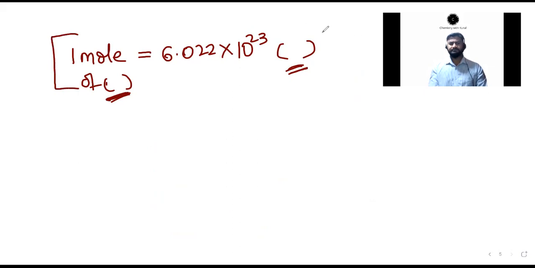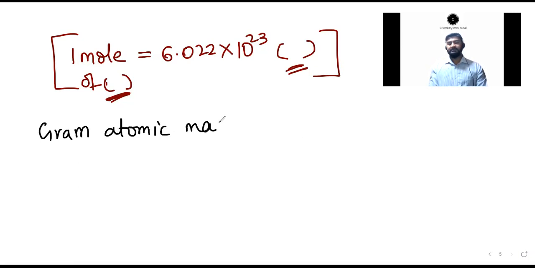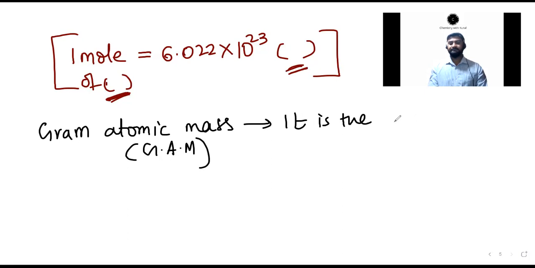Simple. Okay. And now the last topic for today, gram atomic mass and gram molar mass. Gram atomic mass. So what is a gram atomic mass? It is also represented by GAM. What is this actually? It is the mass of 1 mole of an atom. That's it.